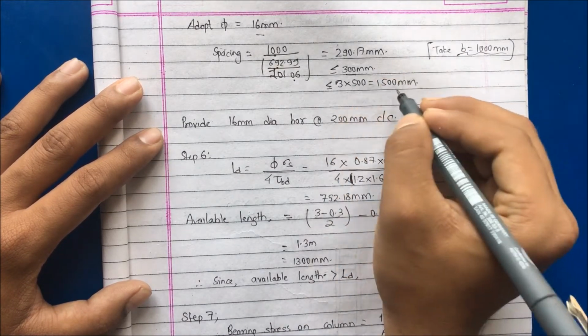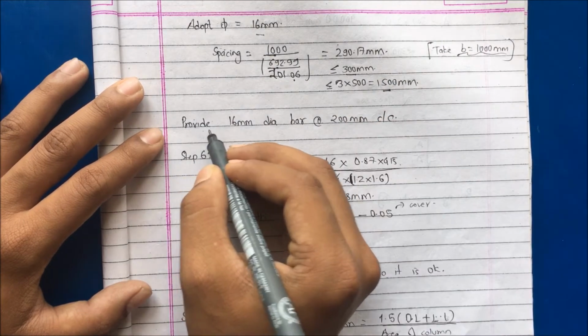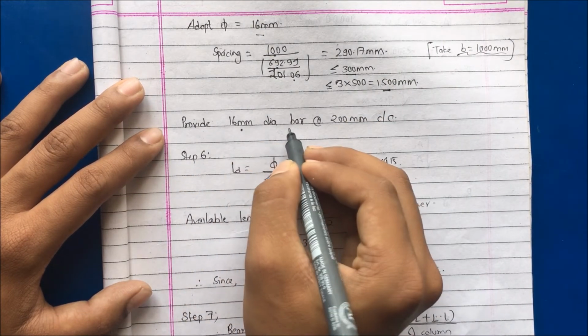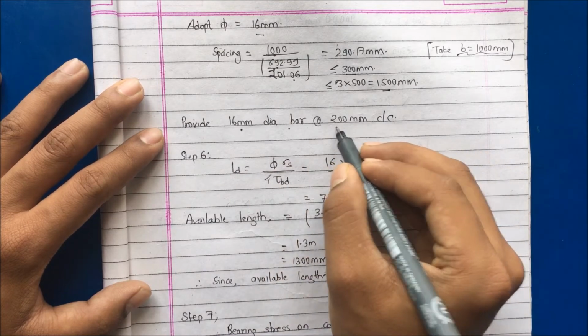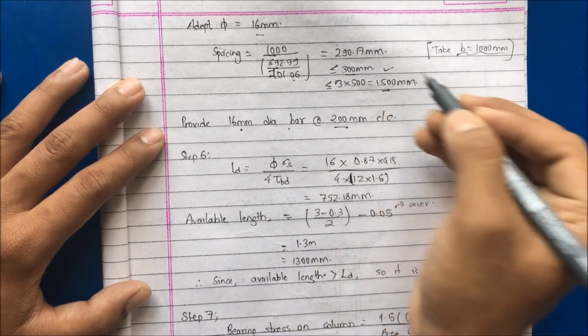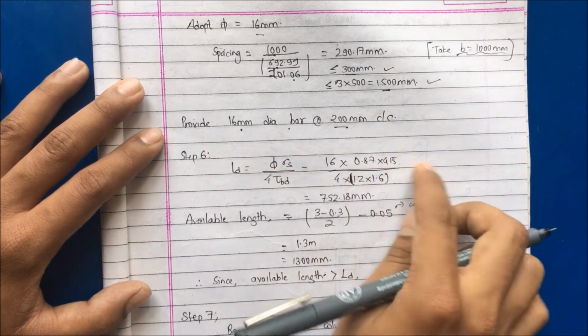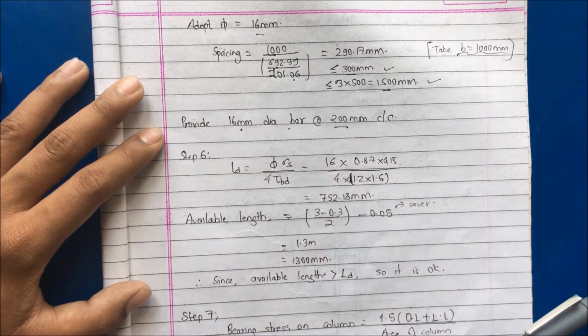So one limit is 300 and another is 1500 mm. Providing a 16 mm diameter bar at 200 mm center to center, this spacing satisfies both of these conditions, so it is okay. Now let us go to the development length required for the footing.